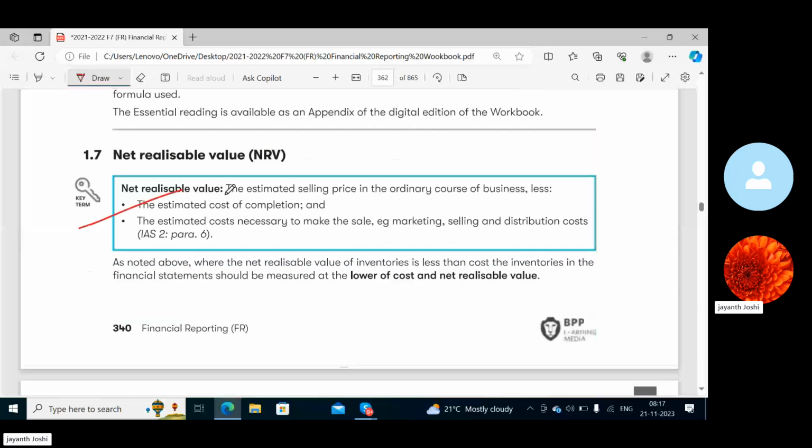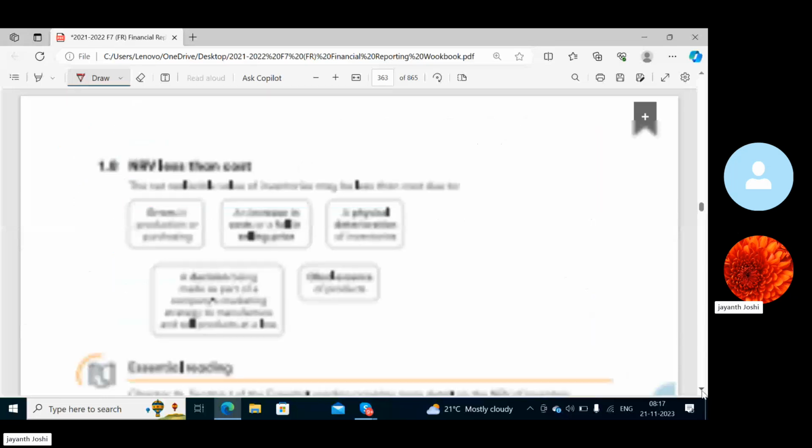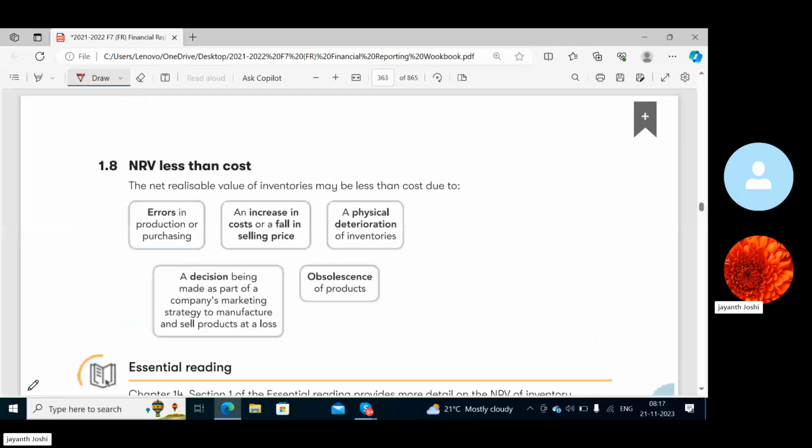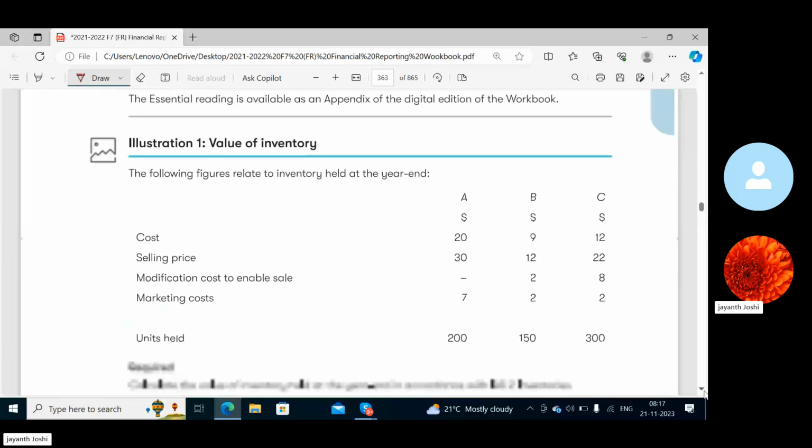I've explained to you how to find out NRV, correct? And I have also explained the NRV and cost rule. You have to apply that right now. Can you do this illustration one? The following figures relate to inventory held at year end. The cost is given for A, B, C. Selling price is given. Modification cost to sale is given. Marketing cost is given. So what you need to do is subtract these two from selling price to find out NRV, and then compare that with the cost, like lower of cost or NRV will be the cost of your inventory, right?